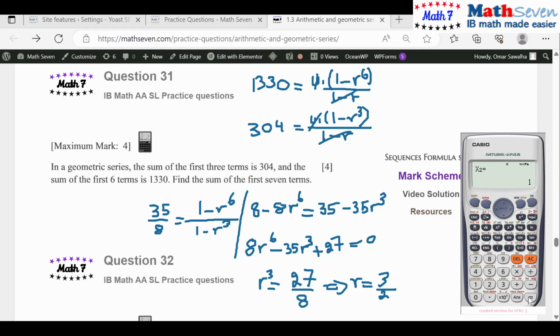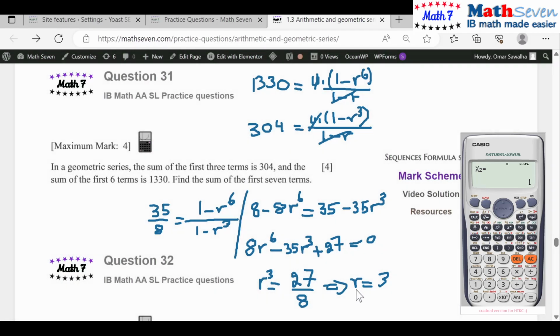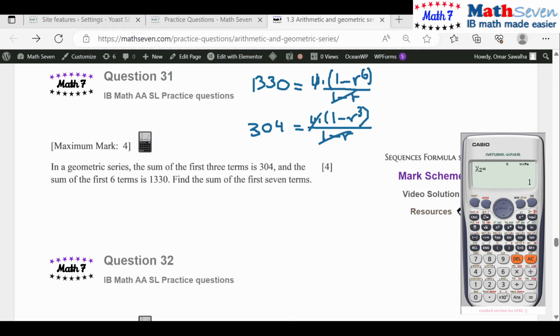How about we find the value of u1? Okay, let me erase this part, students. We're done with this part. Sorry, we got r equals 3 over 2. Let me erase this part so that I have some space. Now, r is 3 over 2.